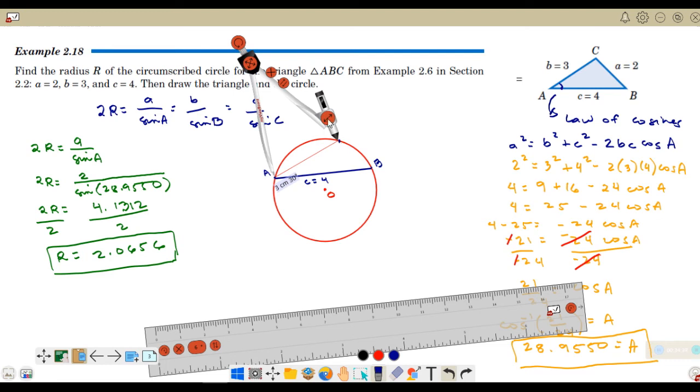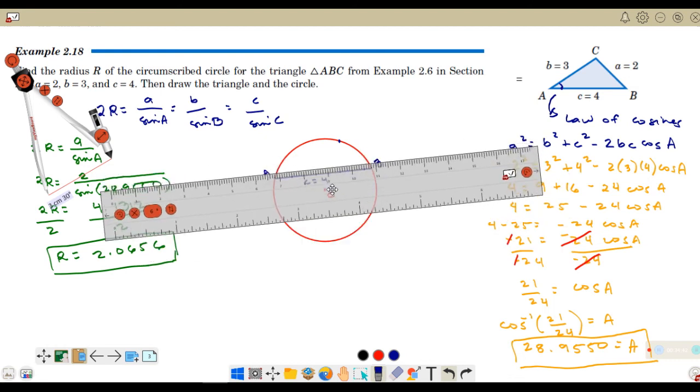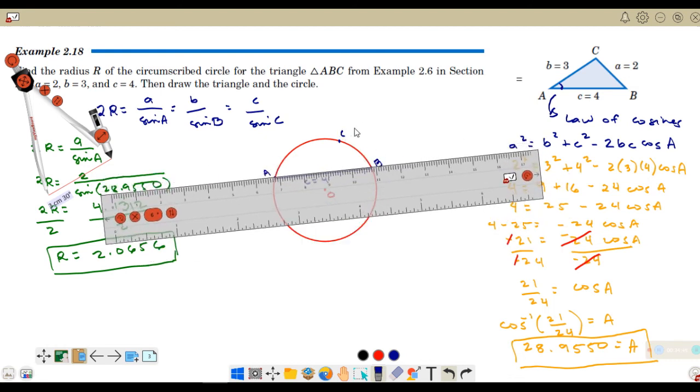Yan. Now, let's get our ruler. Then, connect point A with point C.